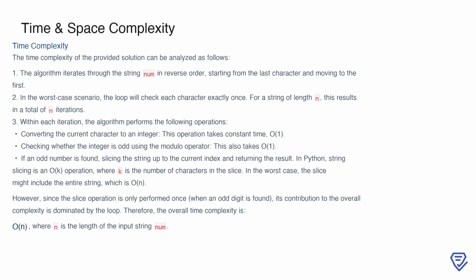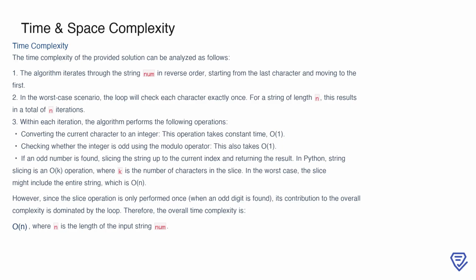Within each iteration, the operations include converting the current character to an integer, which takes constant time, O(1), and checking whether the integer is odd using the modulo operator, which is also O(1). If an odd number is found, the algorithm slices the string up to the current index to return the result. In Python, string slicing is an O(k) operation, where k is the number of characters in the slice, and in the worst case, this could involve the entire string, making it O(n).